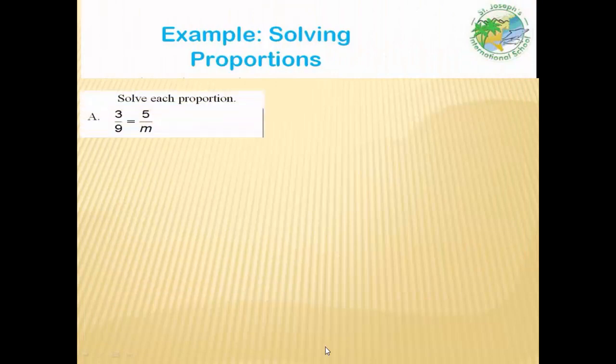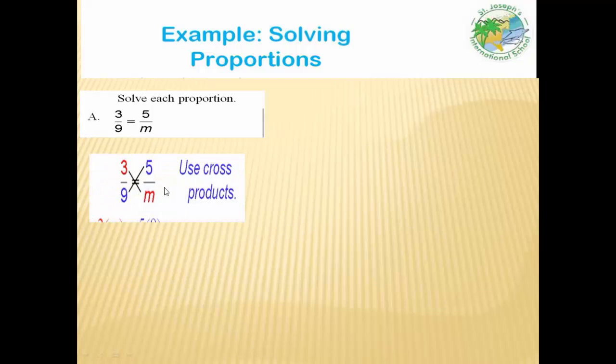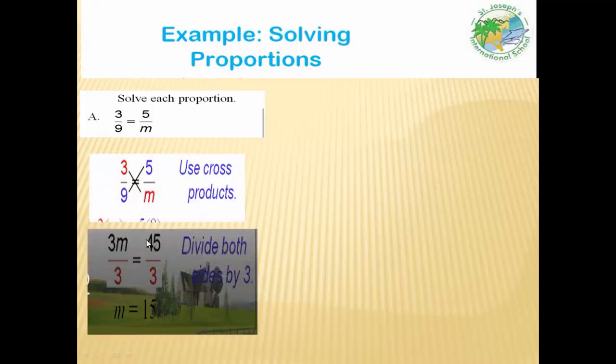Solving proportions. Solve each proportion: 3 over 9 equals 5 over m. Cross multiplication, or cross product. 5 times 9 equals 3 times m. Use cross product. Then 3 times m, meaning 3m, equals 9 times 5, which is 45. Divide both sides by 3. Then 3 over 3 m equals 45 over 3, which is 15. Then m equals 15.